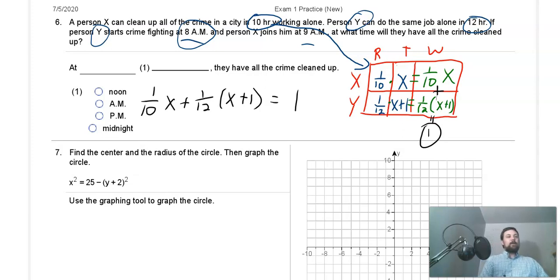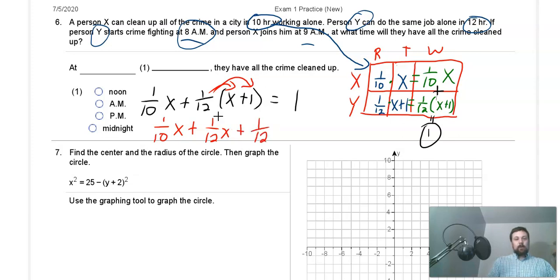So there's my equation. When we covered this problem, and you might notice that some of these are repetitive, we did this problem already in the lecture, and then you also saw it on the homework. That's going to be a common story for a lot of these problems. What we did in the lecture was to distribute the number into the parentheses first. So we get 1/10 X plus 1/12 X plus 1/12, right? Because 1/12 times 1 is going to be 1/12.